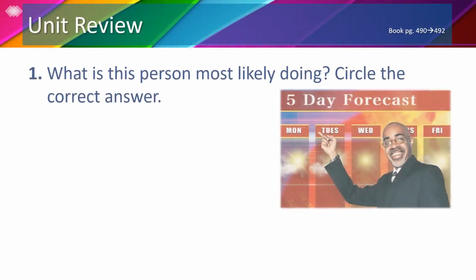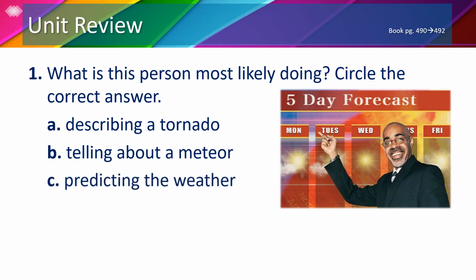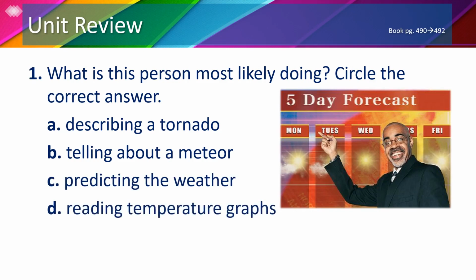In number 1, look at the image on the right. What is this person most likely doing? Circle the correct answer. Is it A, describing a tornado, B, telling about a meteor, C, predicting the weather, or D, reading temperature graphs? This is a weatherman. His job is to predict the weather for the upcoming days, so the answer is C.